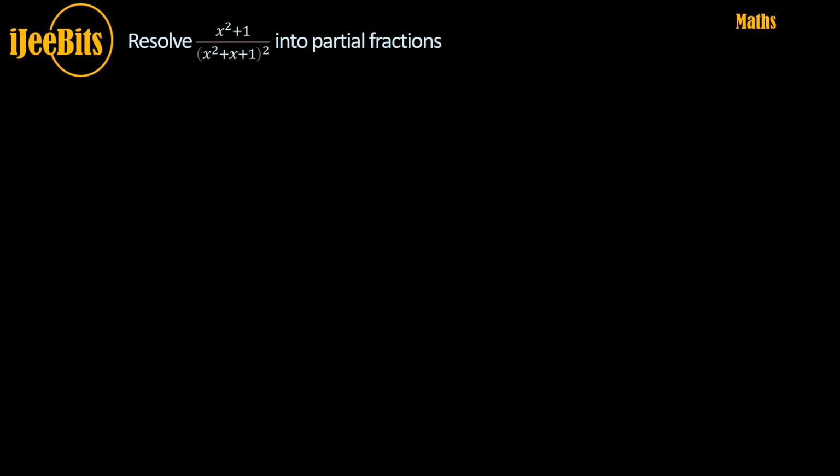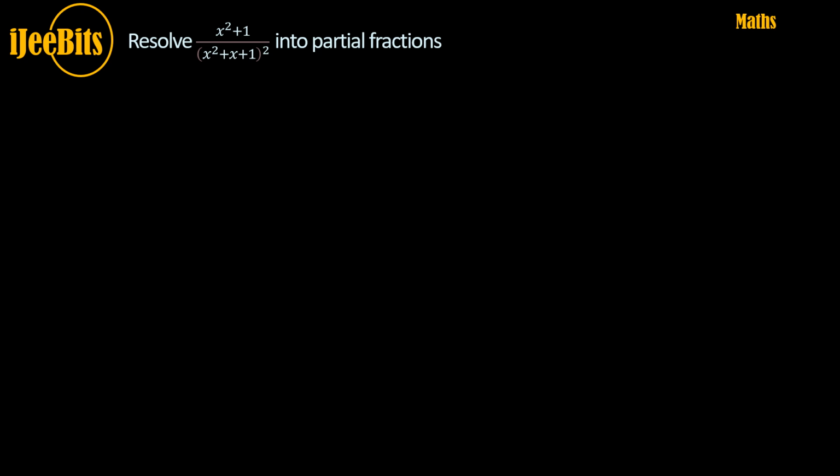Alright, let's look at this problem. Resolve x square plus 1 by (x square plus x plus 1) whole square into partial fractions. Good. So the given expression is a proper fraction because the degree of the numerator is lesser than the denominator, because this is x square whole square, x to the power 4. Proper fraction.